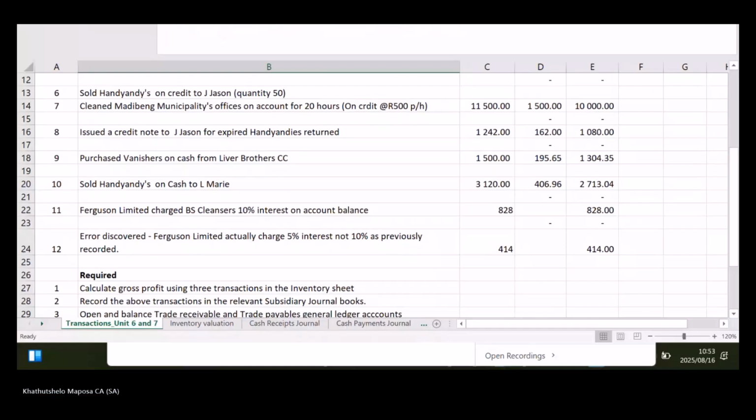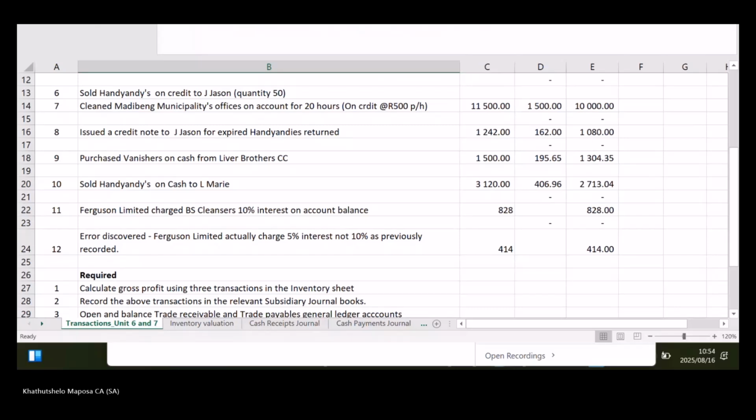Okay, so it will be, she said, issued a credit note to J. Jason for expired handy andies returned. Yes. Let me see. So J. Jason is a debtor, right? Yes, it's a debtor. It's our customer. Oh, so he returned the goods. So it will be CJ, no?